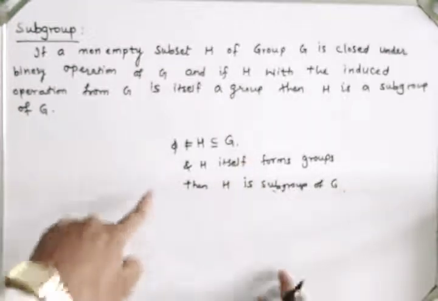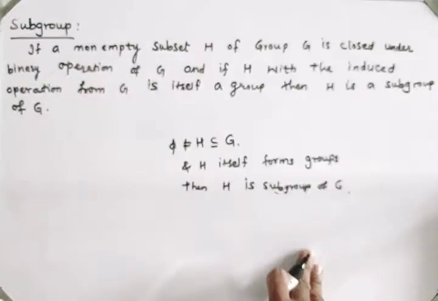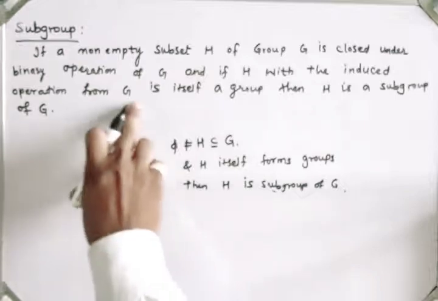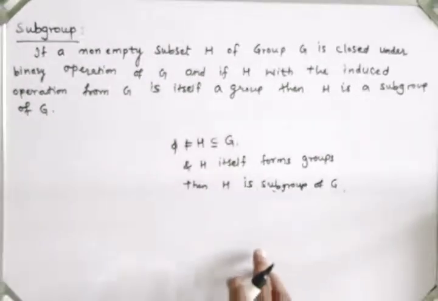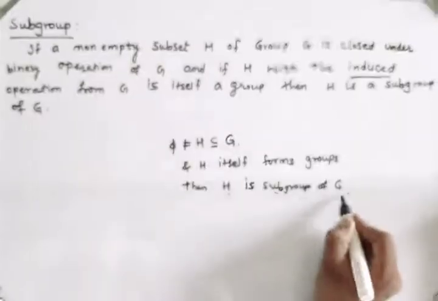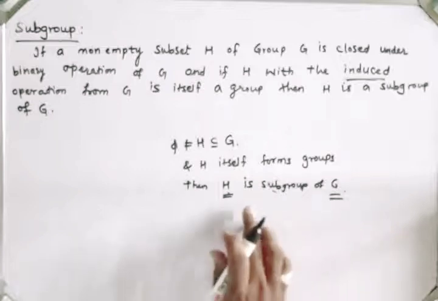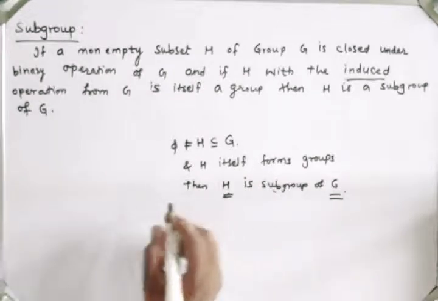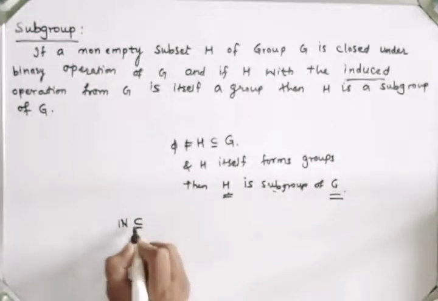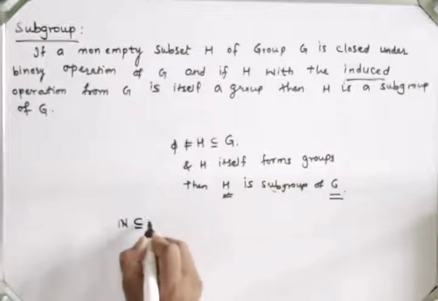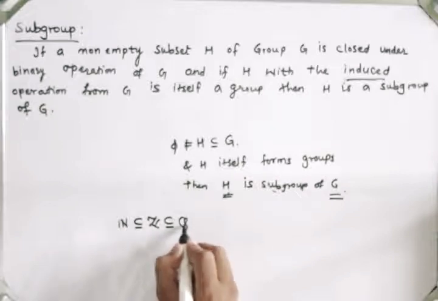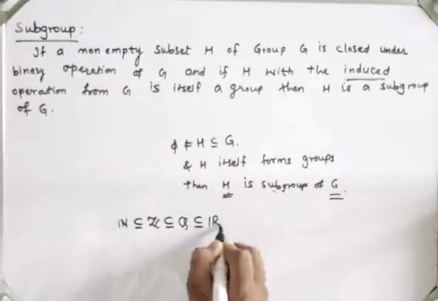If these two conditions are satisfied, meaning a non-empty set H of group G is closed under the binary operation of G, and H with the induced operation from G is itself a group, then H is a subgroup of G. Induced operation means both sets have the same binary operation. Suppose I have the set of natural numbers, which is a subset of the set of integers. The set of integers is a subset of the set of rational numbers, and the set of rational numbers is a subset of the real numbers.